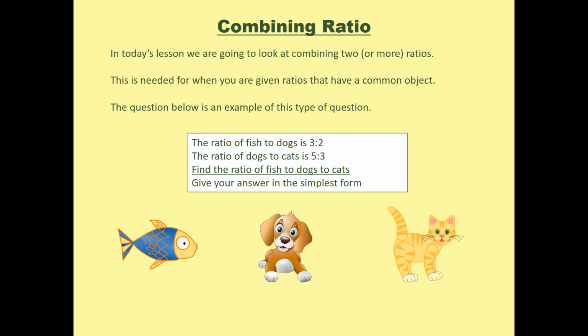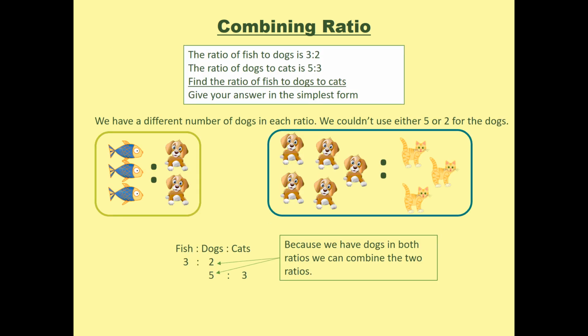Now, it's not just a case that we can just add it all together and say, oh, it's 3:7:3, because then that would be changing the ratio of fish to dogs to 3:7, which is not true, as we know it's 3:2. And then we're asked to give our answer in the simplest form. So we also can't just use 5 or 2 for the dogs. They're different numbers. 3 fish to 2 dogs doesn't tell us anything about the cats. 5 dogs to 2 cats doesn't tell anything about the fish. But because we have dogs in both of the ratios, we can combine the two ratios. And we're going to look now at how to do that.